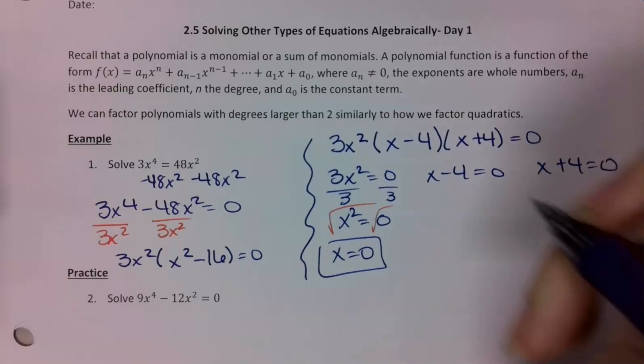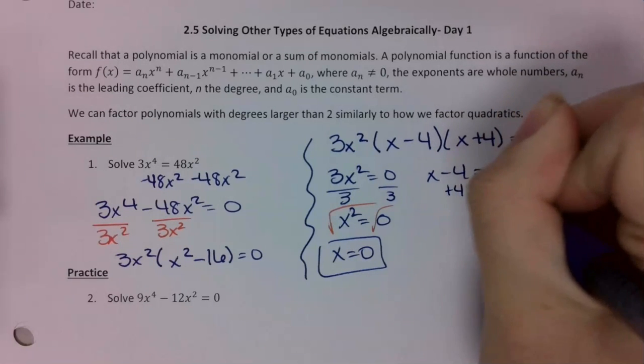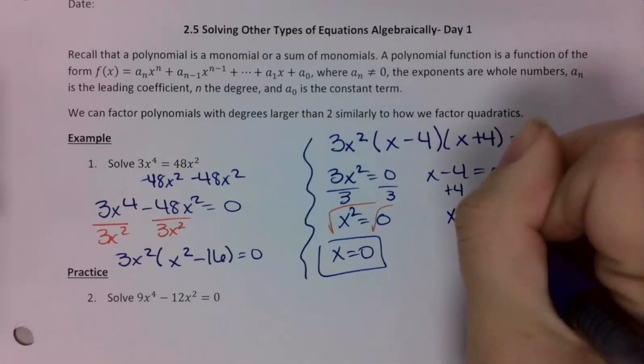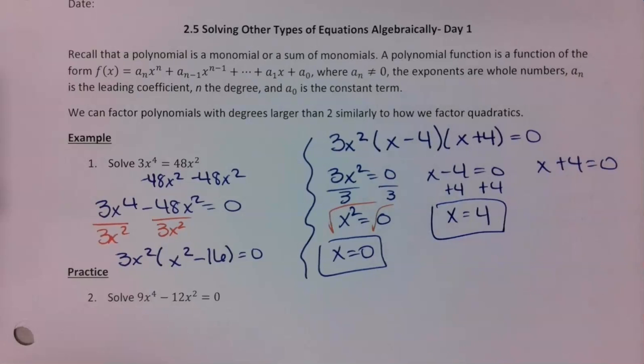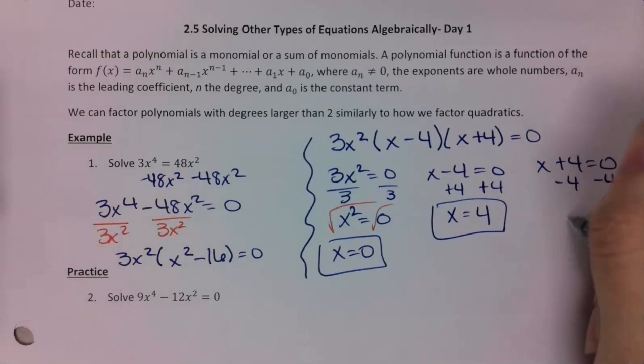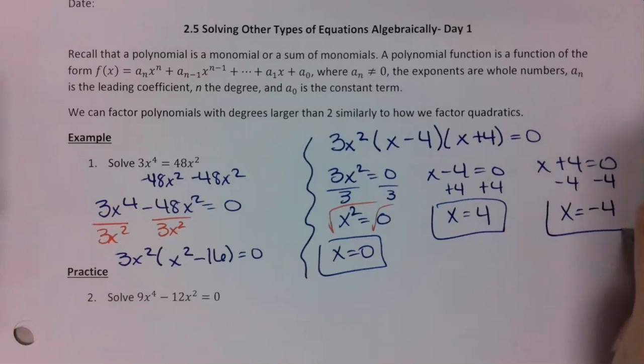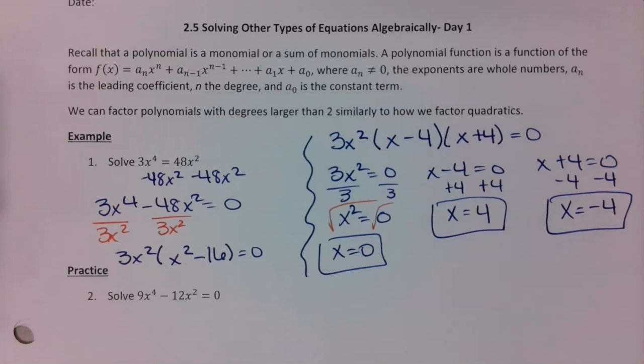Then on the second one, I want to add 4 to both sides. So I get x equals 4. And then the last one, I want to subtract 4 on both sides. I get x equals negative 4. So all of those are my answers. Questions on this one?